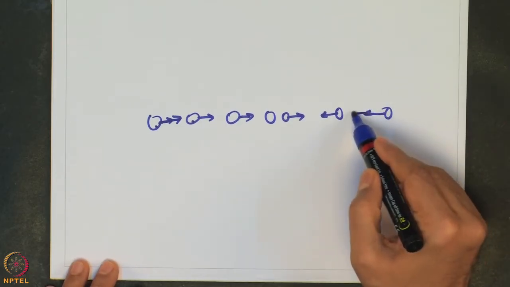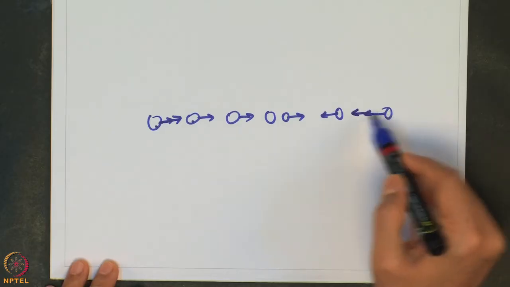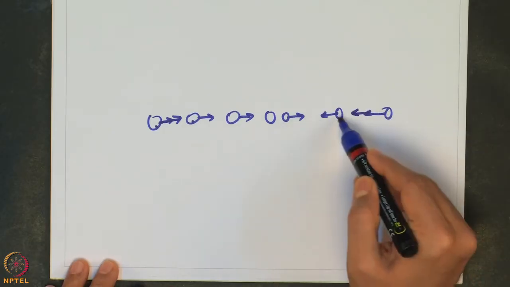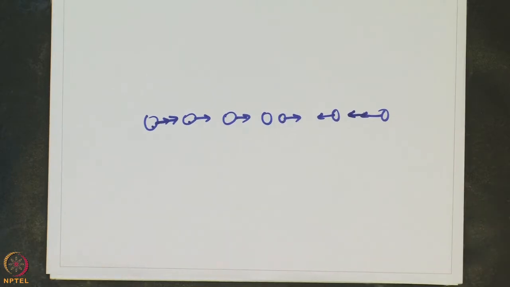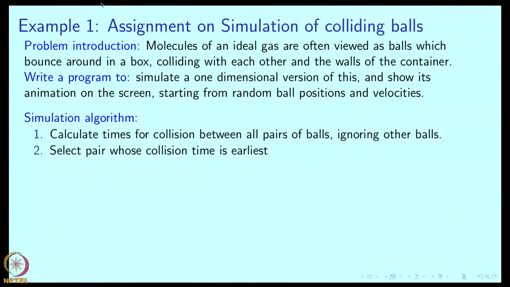If this velocity is really high, then this ball may collide with this ball before this ball has a chance to collide with this ball. So it is a little tricky to decide exactly what happens next, which two balls collide first. But here is a simple resolution to this problem. We are going to select that pair of balls whose collision time is earliest.